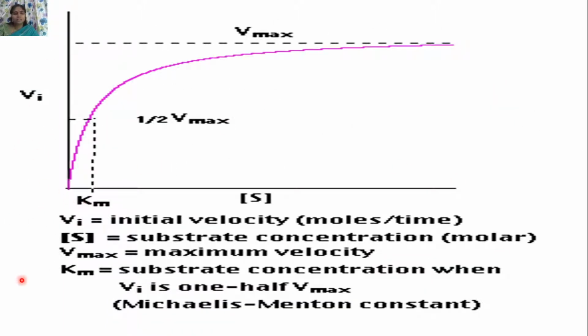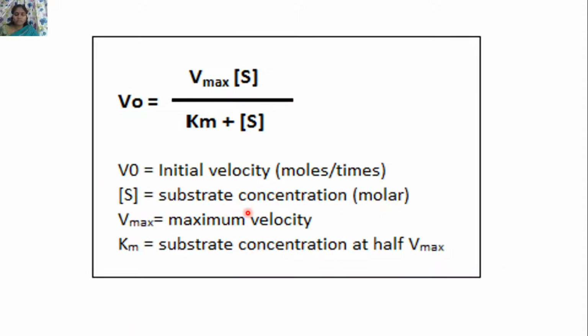The same thing again I have mentioned here. The initial velocity, moles per time. Again, S is the substrate concentration, Vmax is the maximum velocity, Km is the substrate concentration when the initial velocity is half Vmax, and it is called the Michaelis-Menten constant. This equation you have to remember, and the explanation of this: what is V0, what is S, what is Vmax and Km.